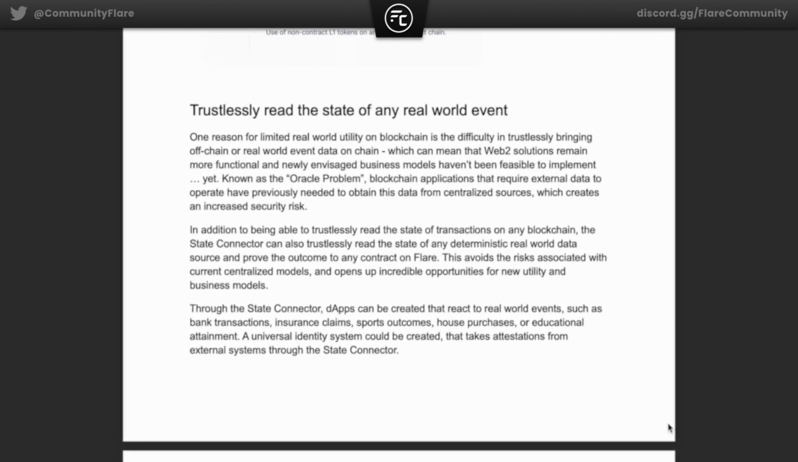One reason for limited real-world utility on blockchain is the difficulty in trustlessly bringing off-chain or real-world event data on-chain. This can mean that Web2 solutions remain more functional and newly envisaged business models haven't been feasible to implement yet. Known as the Oracle problem, blockchain applications that require external data to operate have previously needed to obtain this data from centralized sources, which creates an increased security risk.